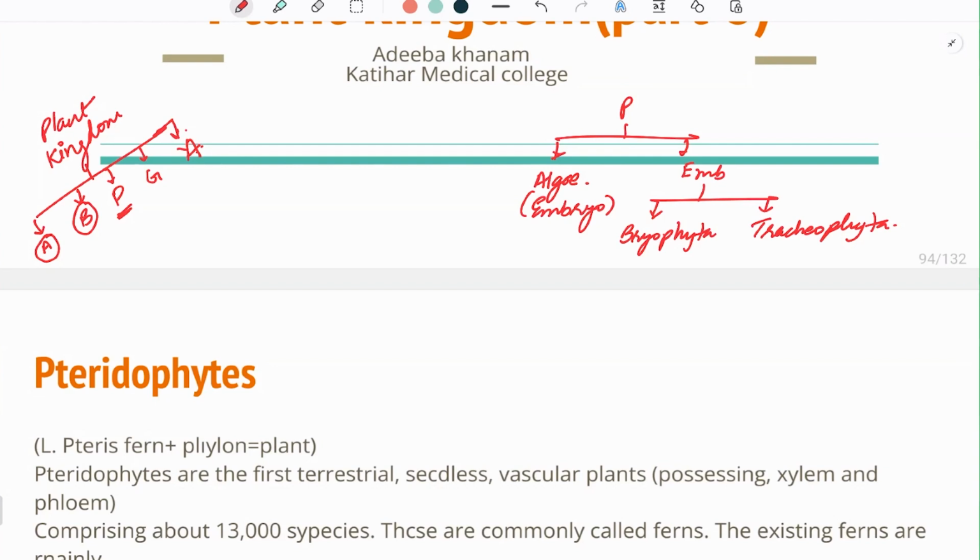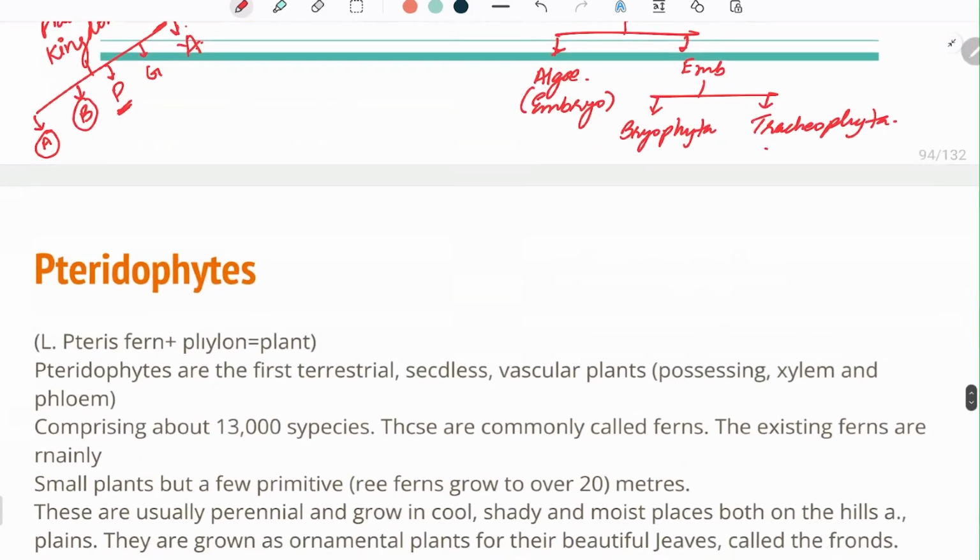They have always remained short-statured plants. They have always remained in marshy, damp, watery areas. Because of their requirement of water, they have to stay near the water in order to survive. But Tracheophyta developed xylem and phloem. Tracheophyta are the plants which have xylem and phloem.